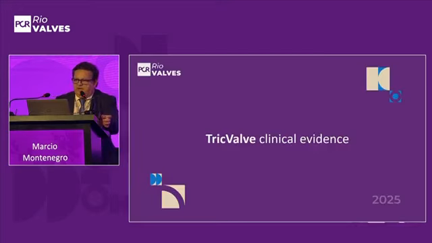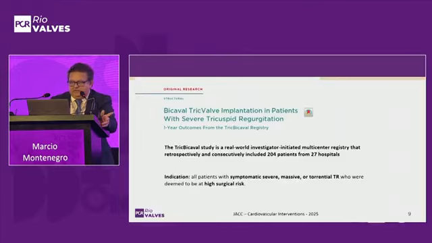Then I'm going to show you some TricValve clinical evidence. The last paper just published was the TricValve registry. We know that it's a registry, but the TricValve study is a real-world, investigator-initiated, multi-center registry that retrospectively and consecutively included more than 200 patients from 27 hospitals. The indication was all patients with symptomatic severe, massive, or torrential TR who were deemed to be high surgical risk.